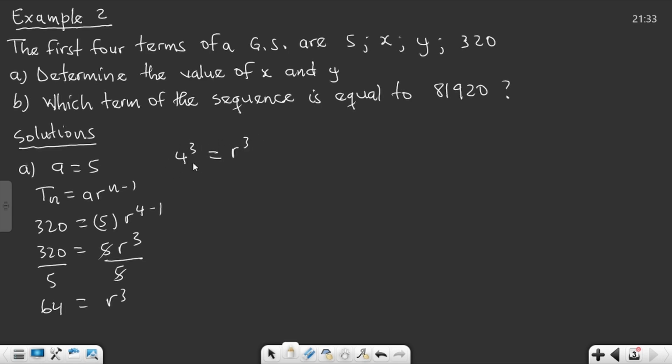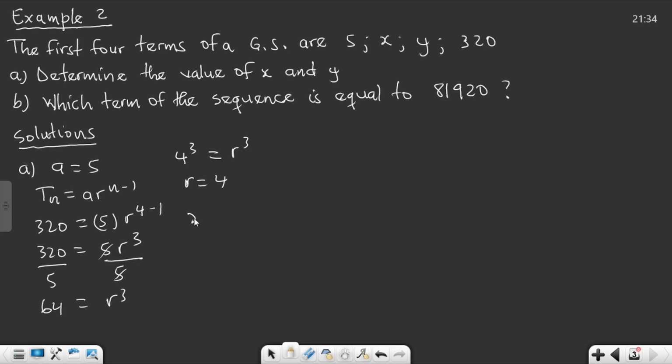Now, you can see that the exponents are the same. If the exponents are the same, according to the exponent rule, the bases must be the same. So r is equal to 4. Can you see that? Now we have our common ratio.